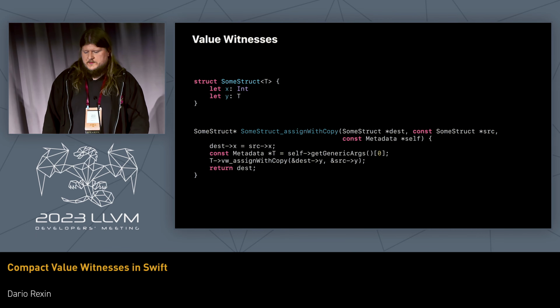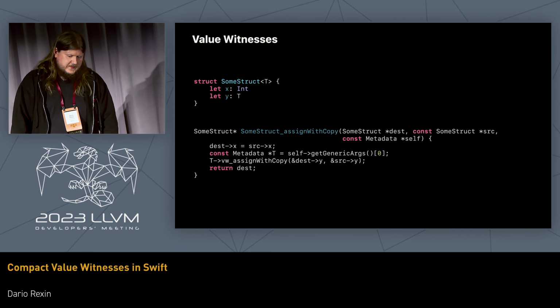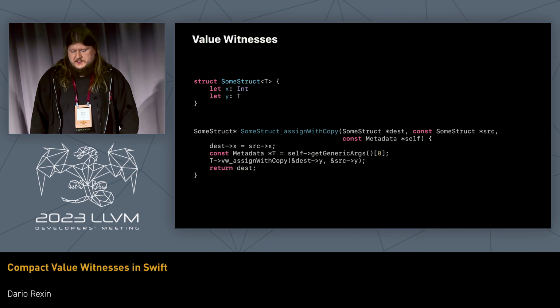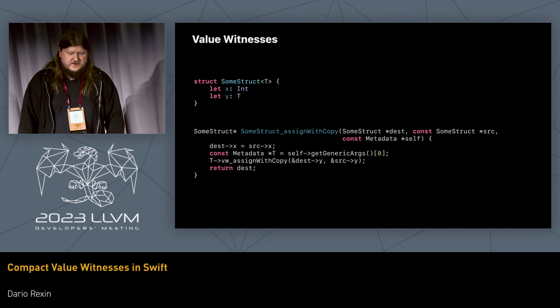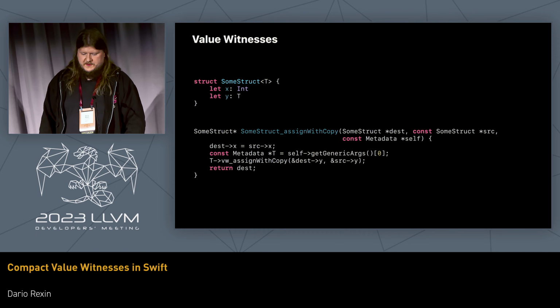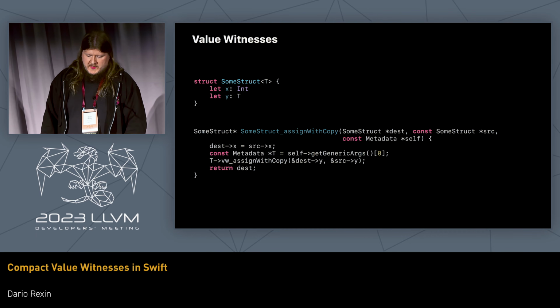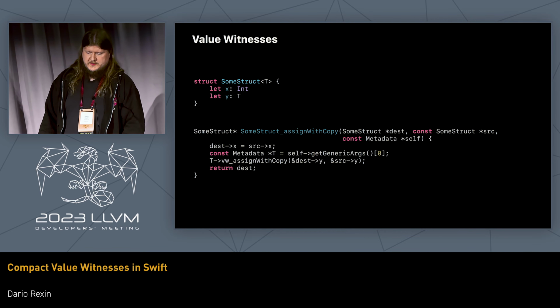For generic types, the compiler has no way of knowing the full layout of the object when generating the value witness. Just like in the generic function example, it has to call through the value witnesses of the applied types at runtime. So in the case of assign with copy, since x is still known to be an integer, it can be copied the same way as before. But for y, we have to call T's assign with copy witness. The metadata of the type parameters of a generic type can be retrieved from its metadata.